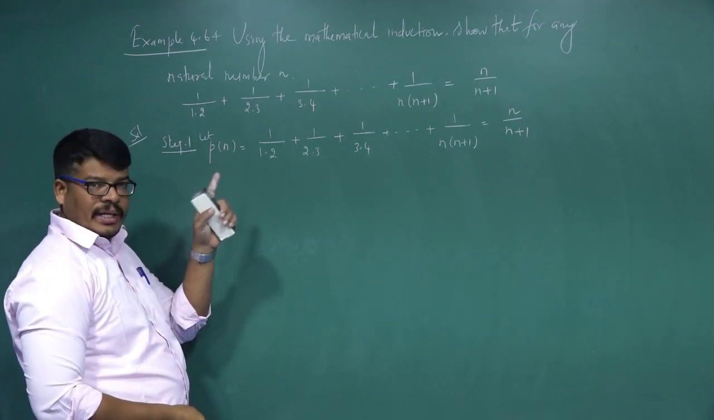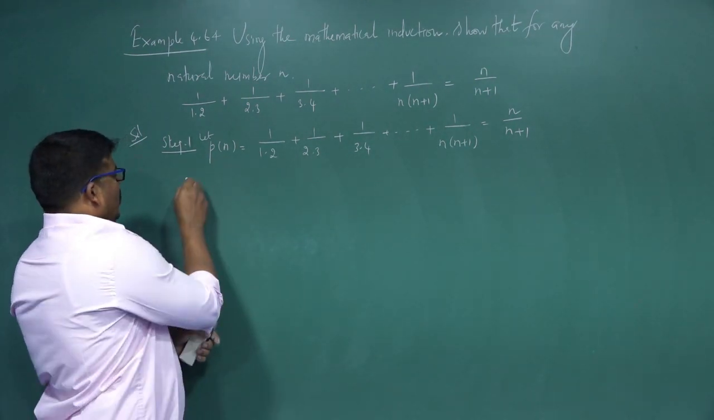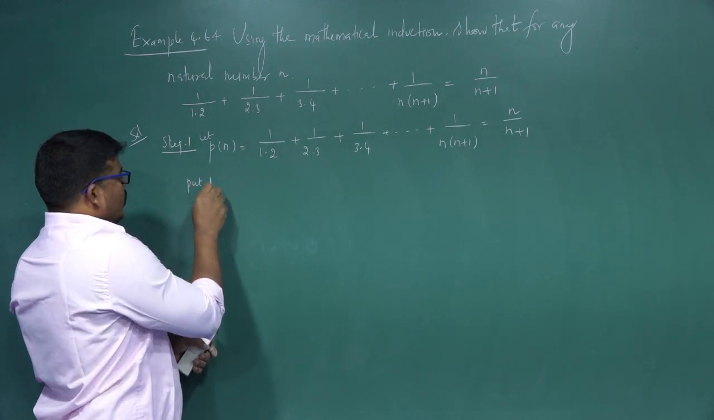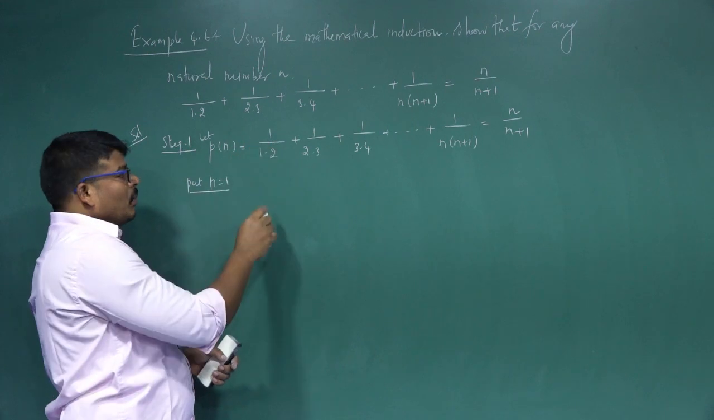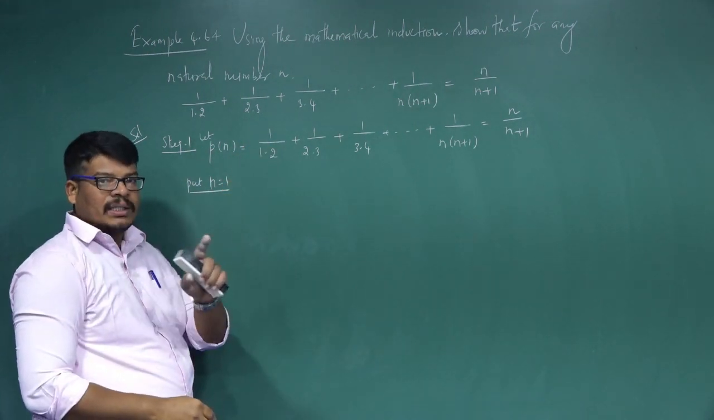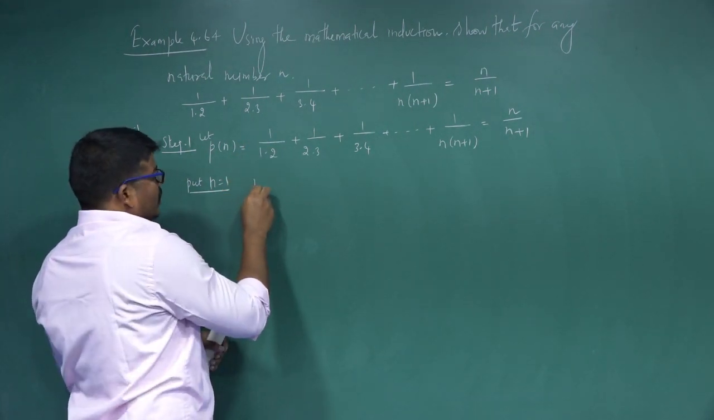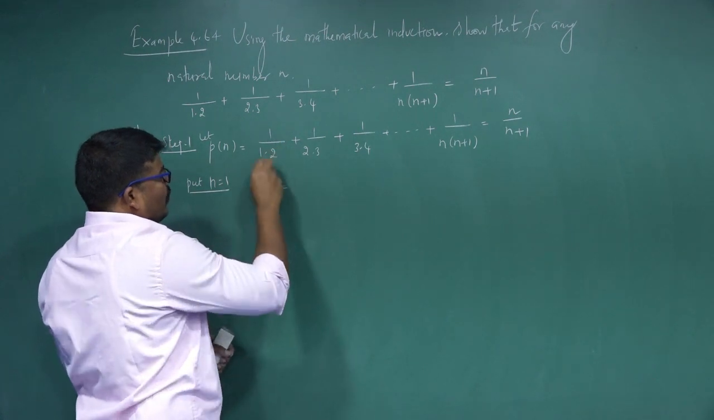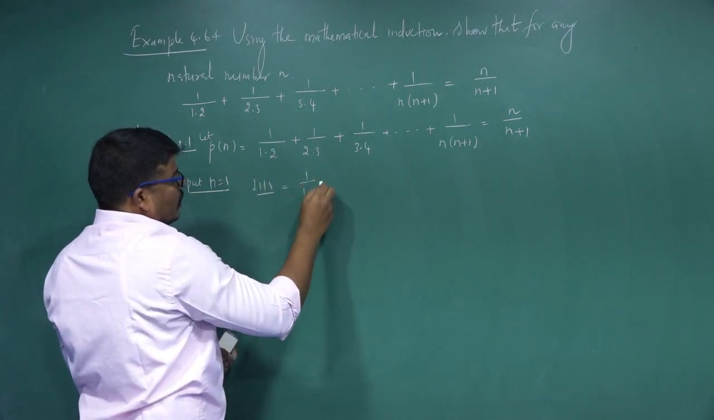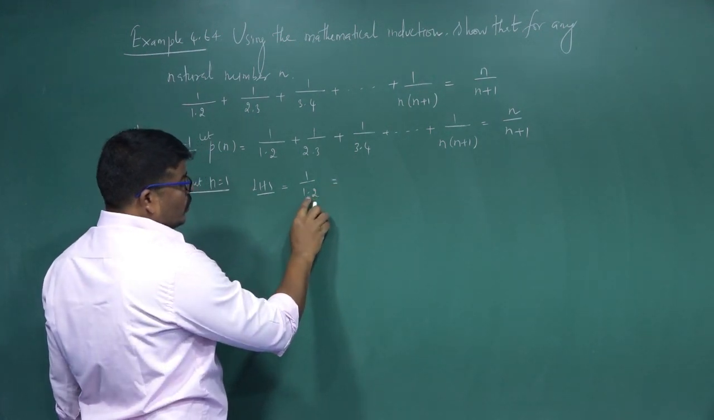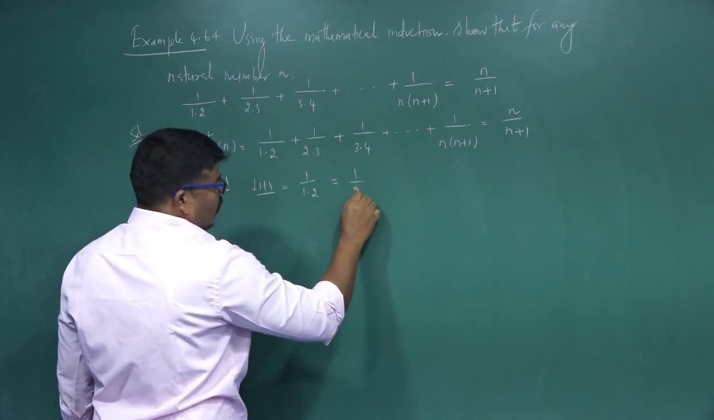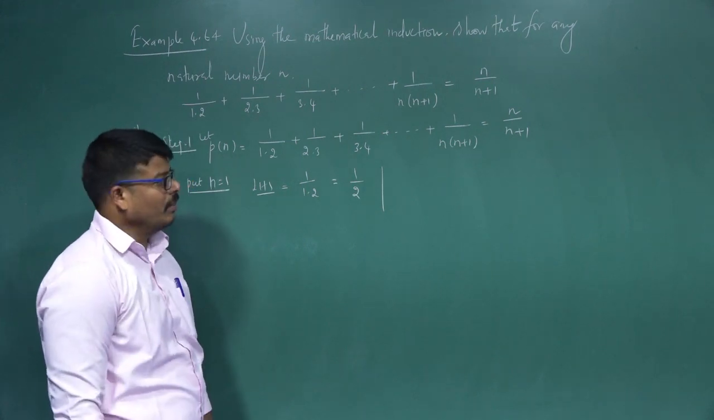Next one, put the value n equal to 1 and substitute in P of n. Take LHS: put n equal to 1, the LHS is the first term, 1 by 1 into 2. 1 by 1 into 2 is 2 ones are 2. So LHS equals 1 by 2.